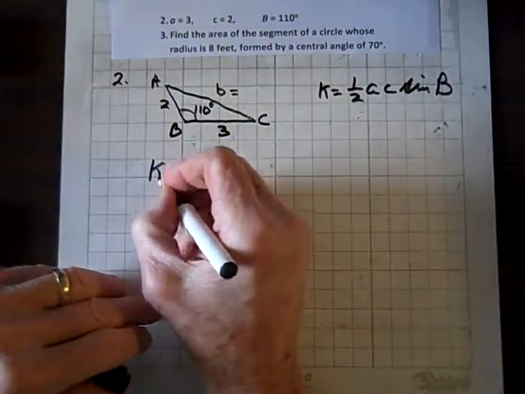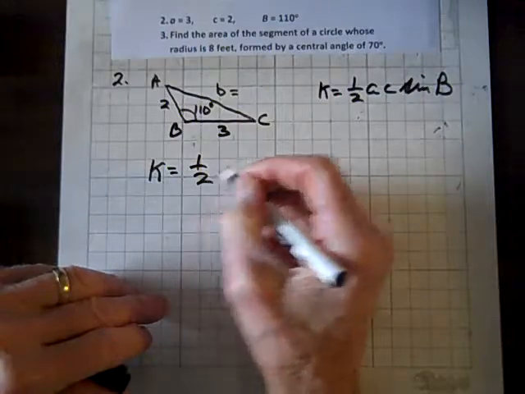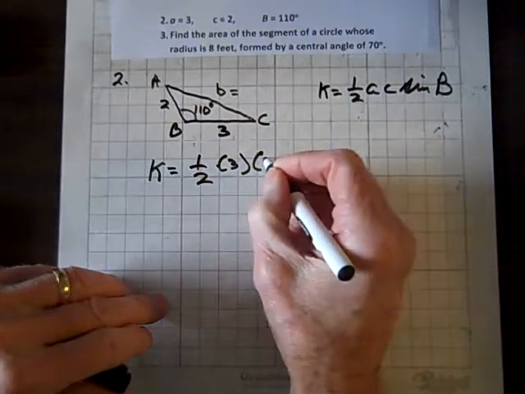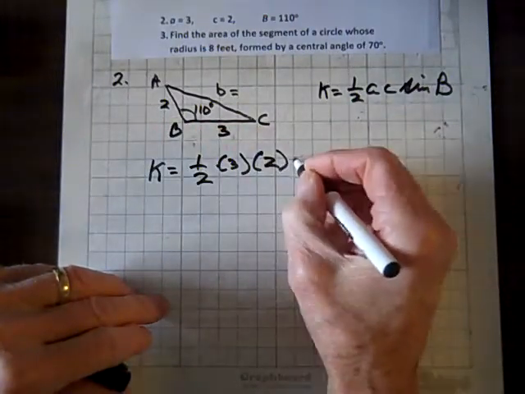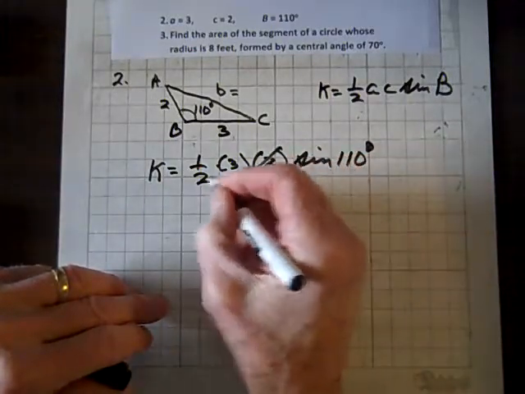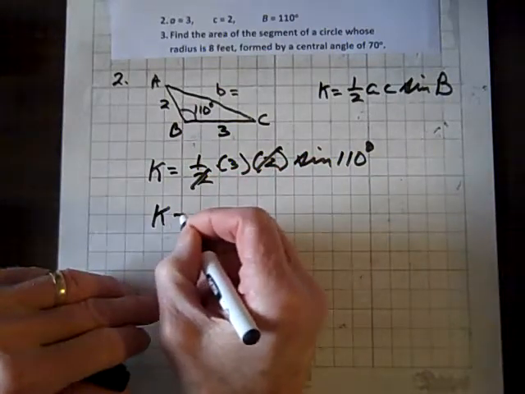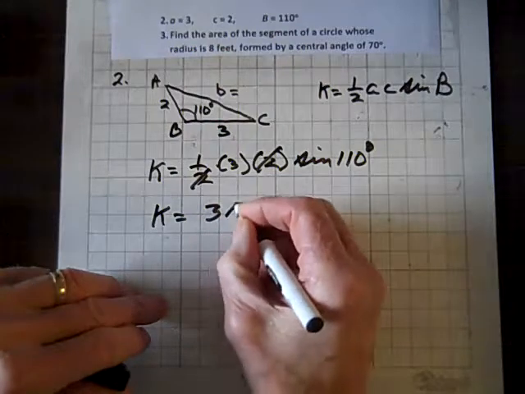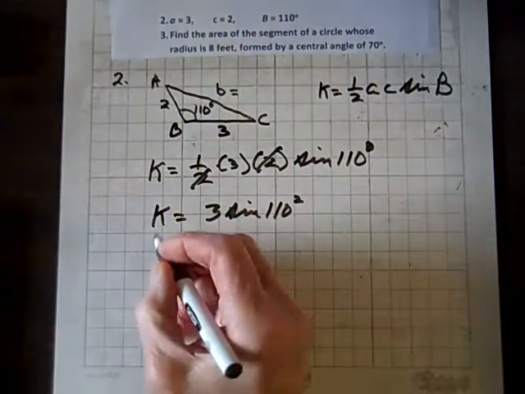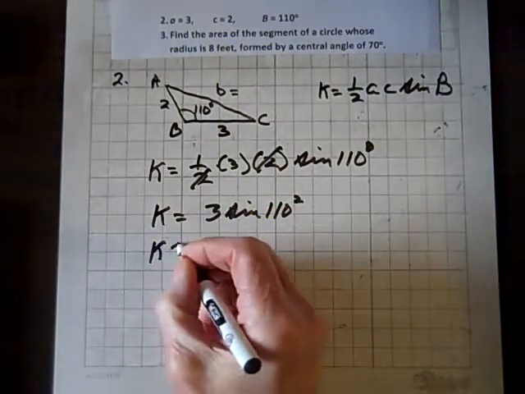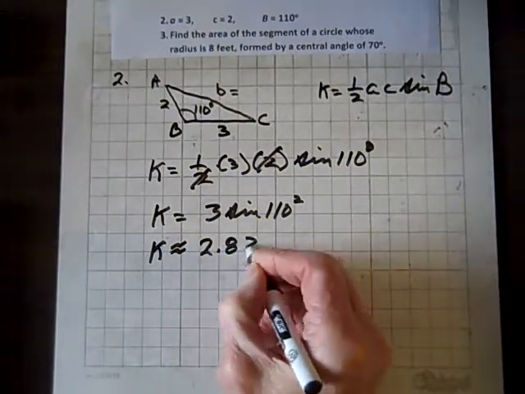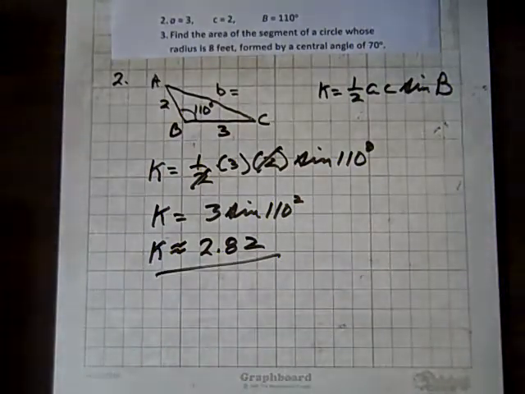So K in this case equals 1/2 times 3 times 2, times the sine of 110 degrees. And here the 2's divide out, so we get K equals 3 times the sine of 110 degrees. And when I run that through the calculator, I get an approximate area of 2.82 square units. And we've done number 2.